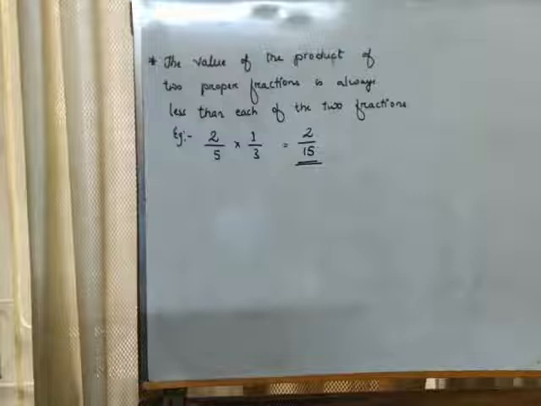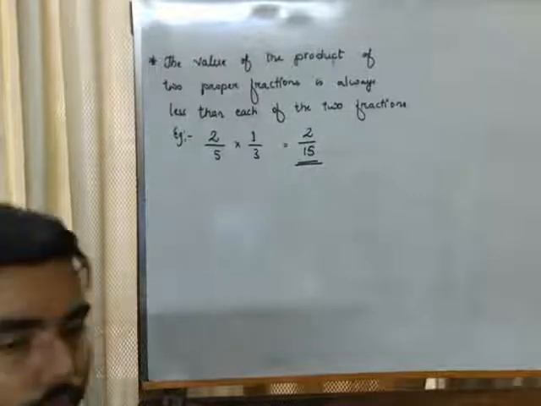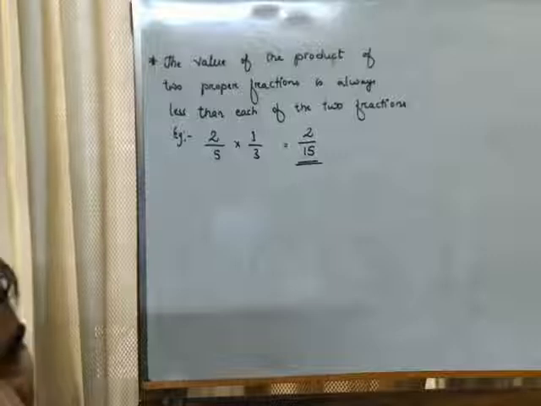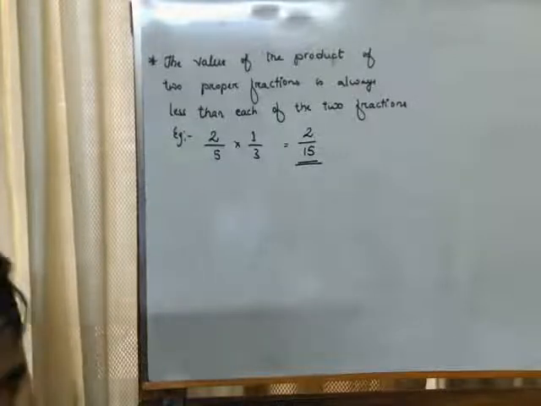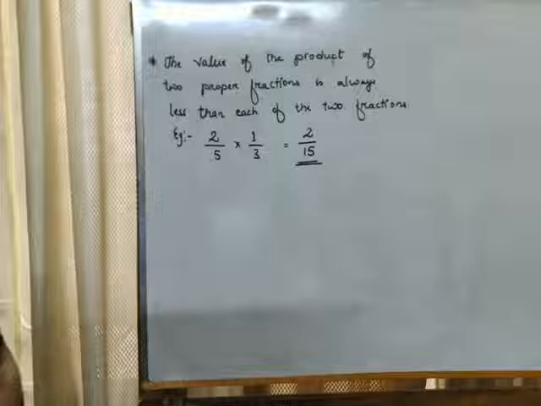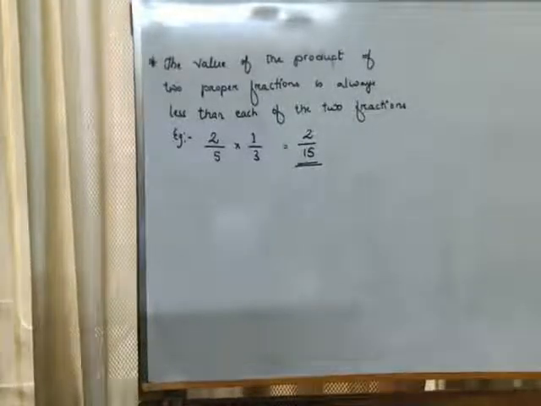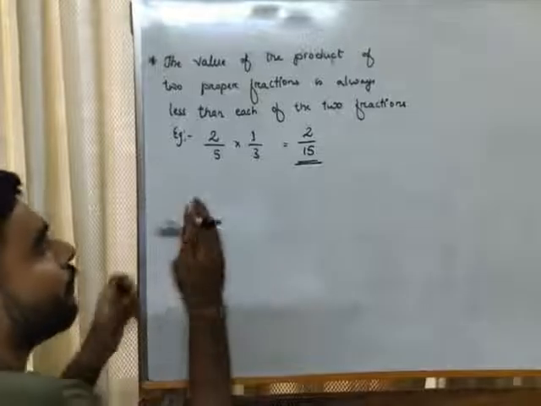Understood everyone what the statement is saying? When you multiply two proper fractions you will get a product, and that product will be less than the two fractions which are multiplied. Clear? Let us see how.